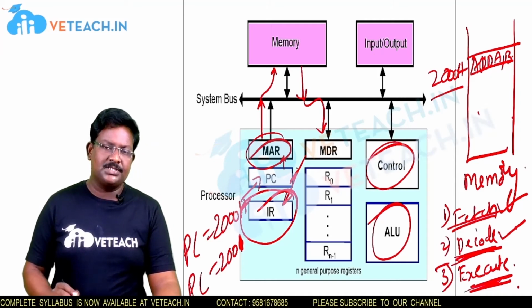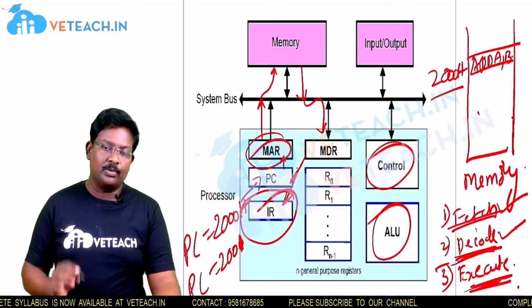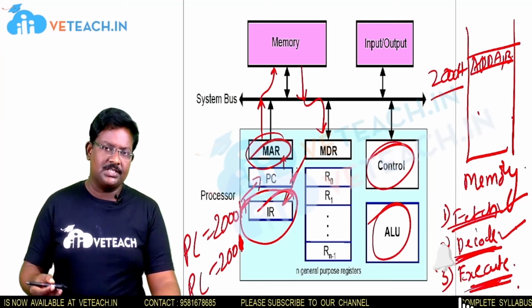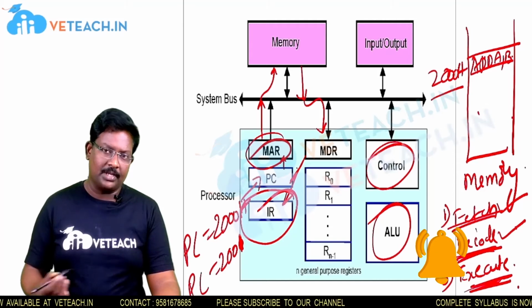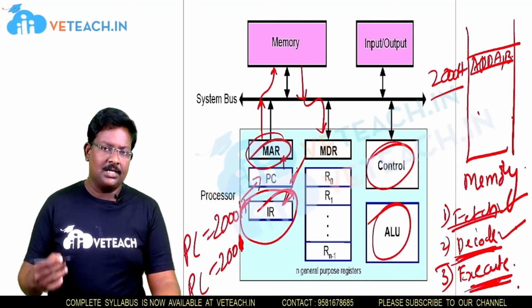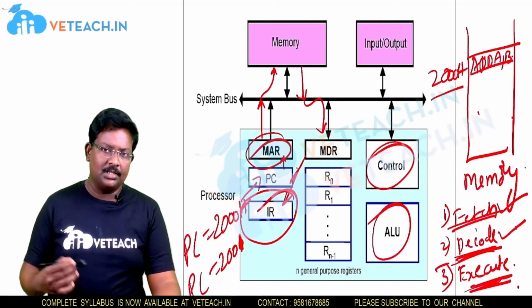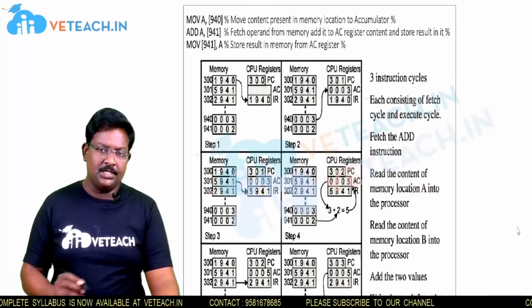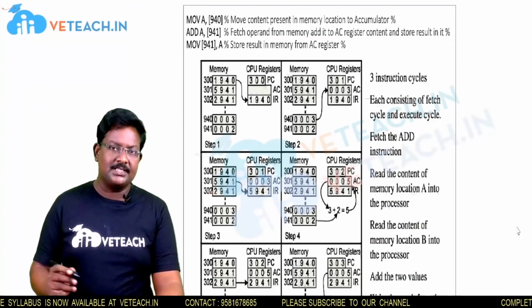Likewise, the same operation is performed for a whole program. A program is nothing but a set of instructions, so the same procedure is performed for a whole program. This is the basic operation performed in the computer. Now we are going to see the same concept by taking some example instructions.